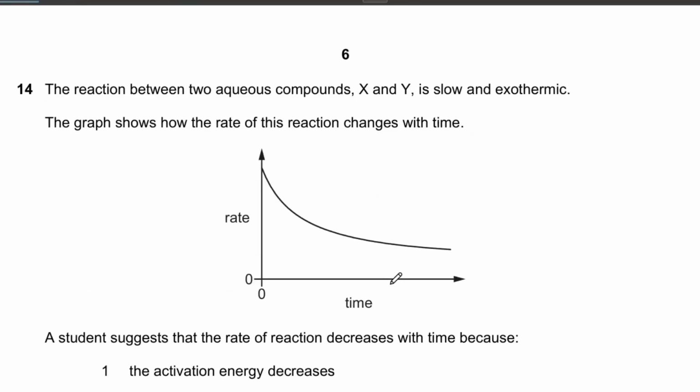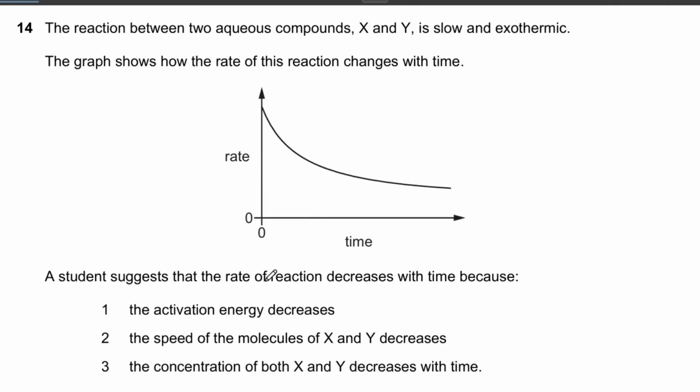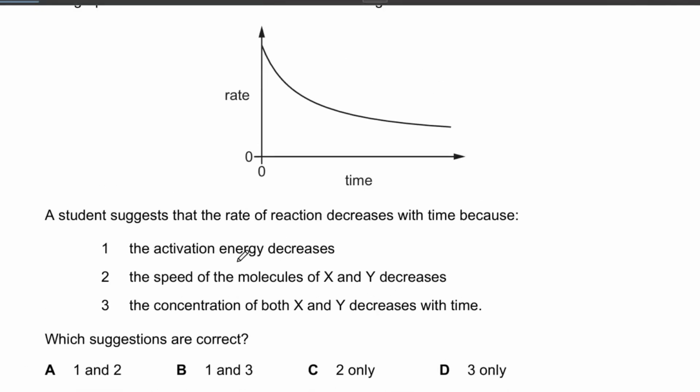Question 14. The reaction between two aqueous compounds, X and Y, is slow and exothermic. The graph shows how the rate of this reaction changes with time. The student suggests the rate of reaction decreases with time because: 1. The activation energy decreases. That is wrong. If the activation energy decreases, the rate of reaction is going to increase. 2. The speed of the molecules of X and Y decreases. That is also wrong. 3. The concentration of both X and Y decreases with time. That's correct. So the concentration is decreasing with time.